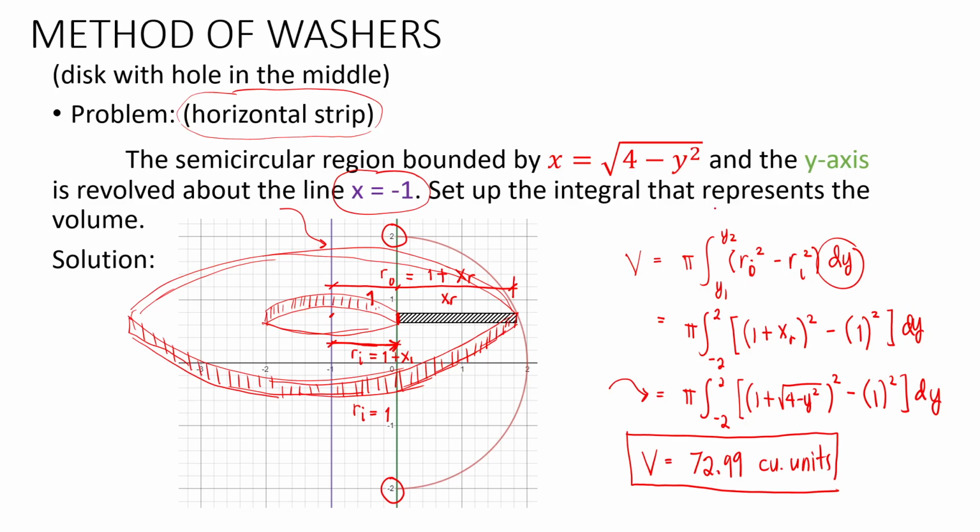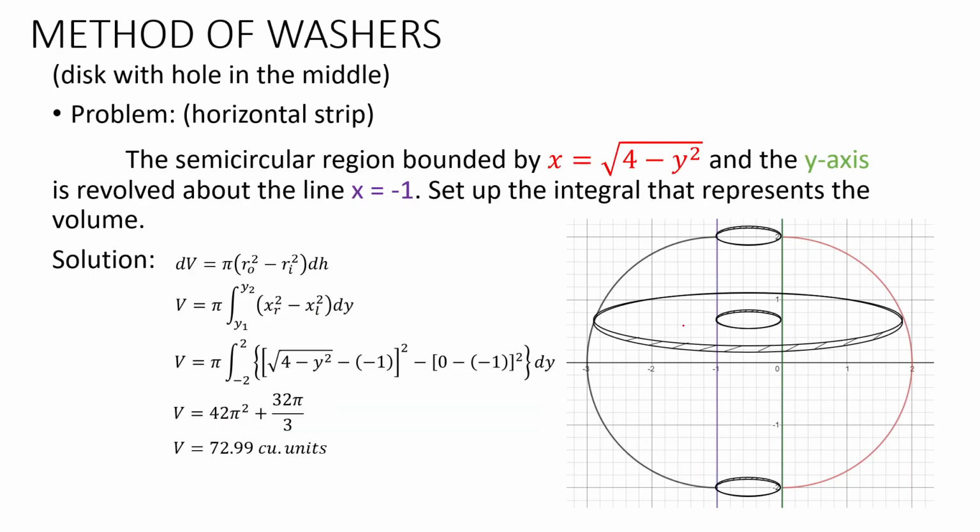So if I'm going to show you the solution from my reference, so this is the solution coming from the reference. Notice that the declaration of x right and x left is a bit different. For example, this one is our x right. So going towards the axis of rotation, minus negative 1, because I don't know the reason why it's minus negative 1 squared.